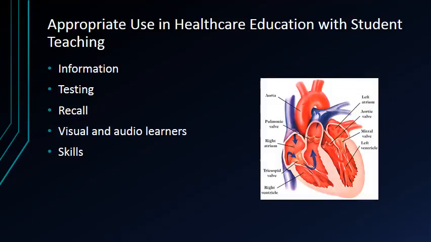Appropriate use in healthcare education with student teaching. Information, testing, recall, visual and audio learners, and skills can all be done through a CAI. You see a picture of the heart, the information of what the heart does, what type of muscle the heart has, where exactly the right atrium is, where the right ventricle is, and so on and so forth. Through a video and pictures and testing, a CAI can help them see, hear, and learn and recall information all at the same time. That can be very helpful for people to learn that way.